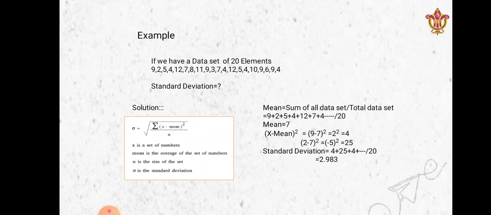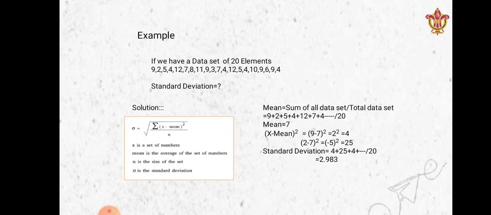Now considering the example, we have a data set of 20 elements as shown in the figure. We need to calculate the standard deviation. Simple: first I need to know the value of the mean, then I need to calculate x minus mean, then square it, and then I will be able to get the value of the standard deviation.